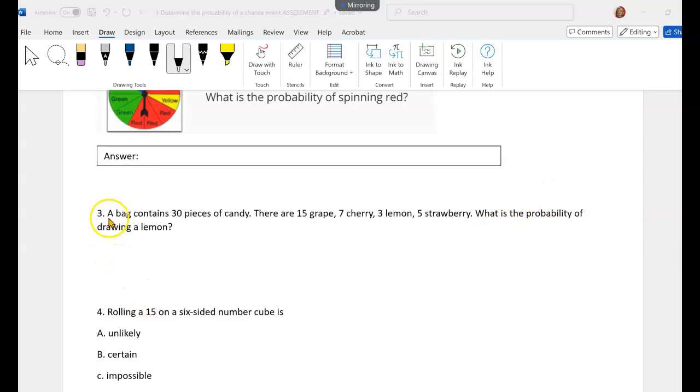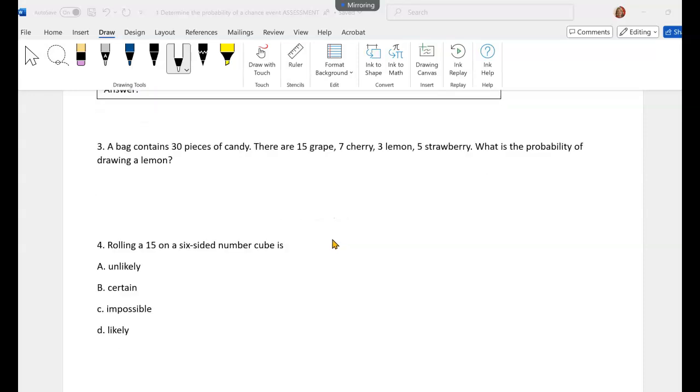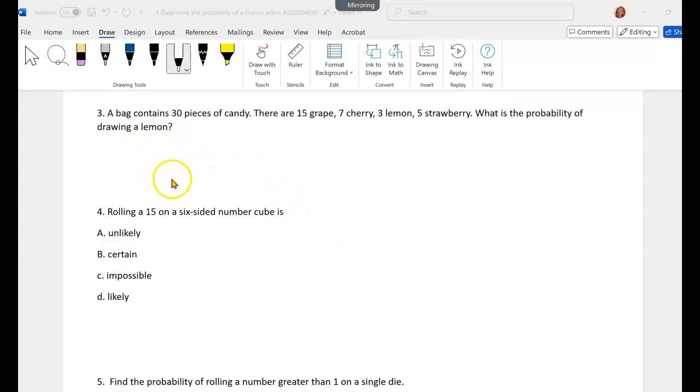Number three, a bag contains 30 pieces of candy. There are 15 grape, 7 cherry, 3 lemon, 5 strawberry. What's the probability of drawing a lemon out of that bag? I want you to write it as a fraction.